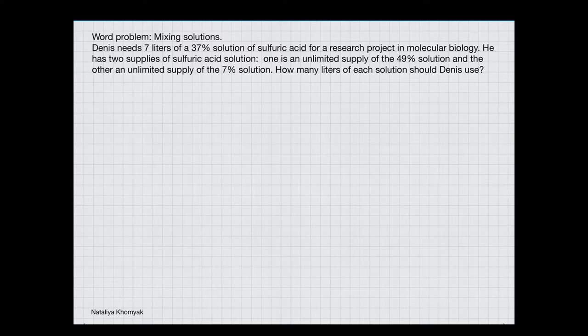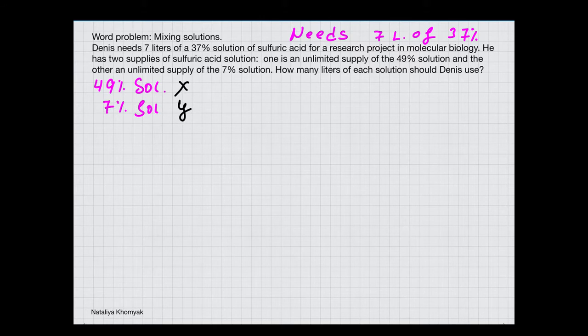So Dennis has two options. We have 49% solution and we have 7% solution. And just to remember that he needs 7 liters of 37% solution. So obviously the 7% solution will be diluting the 49% solution upon mixing. Since I don't know how much of each of the solutions I need, I'll say that we need x liters of 49% solution and y liters of 7% solution.